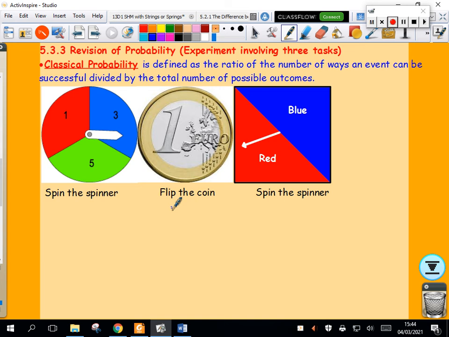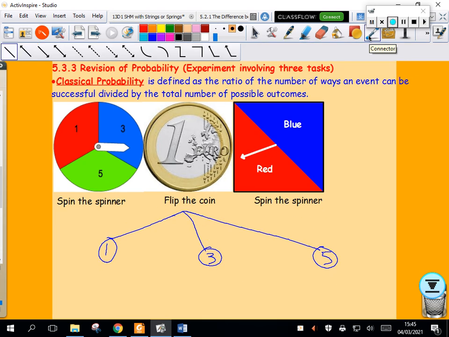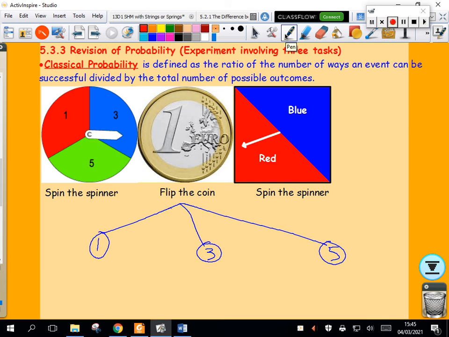If I look at the first task, which is to spin the spinner, there are 3 possible outcomes from that first task. Those 3 outcomes are called 1, 3, and 5. Now if we start to include the probabilities in the tree diagram, remember what a spinner is. If we spin it, it goes around and around, and it will land in one of those 3 circle sectors.